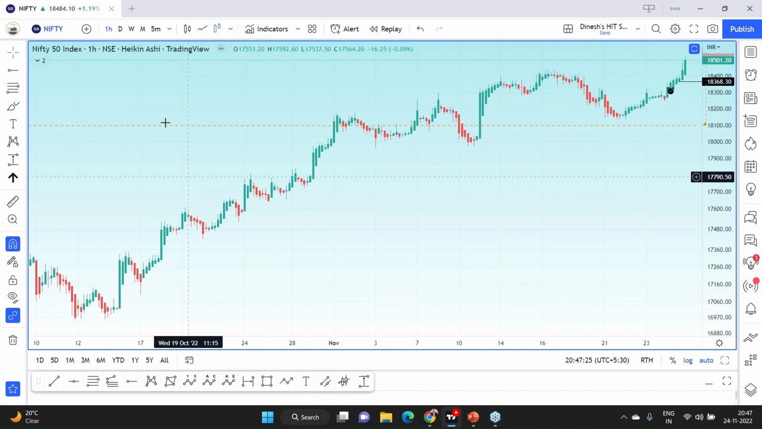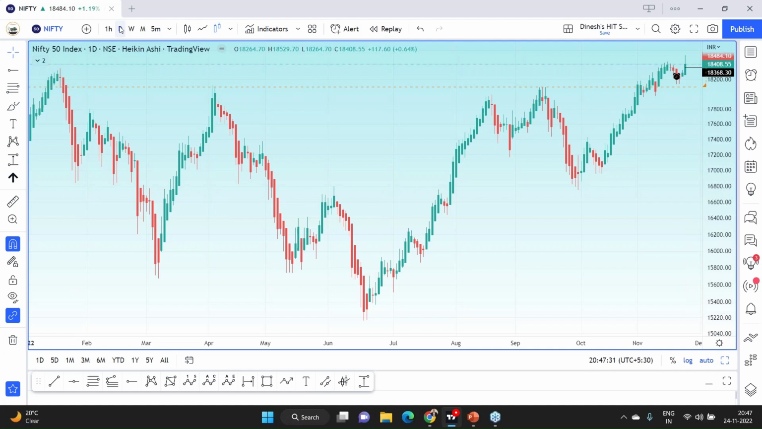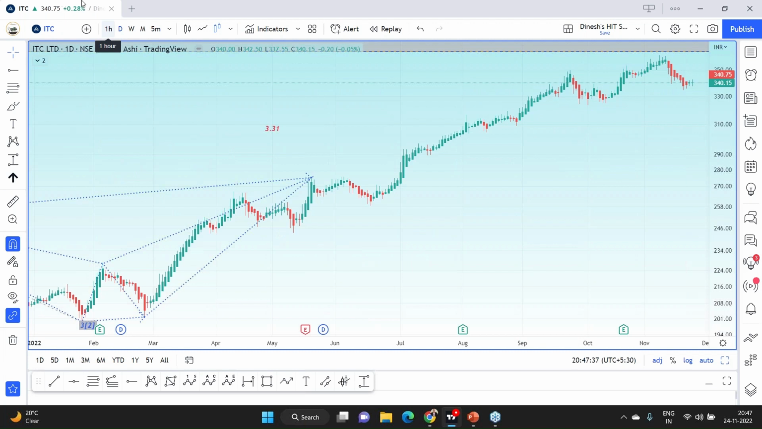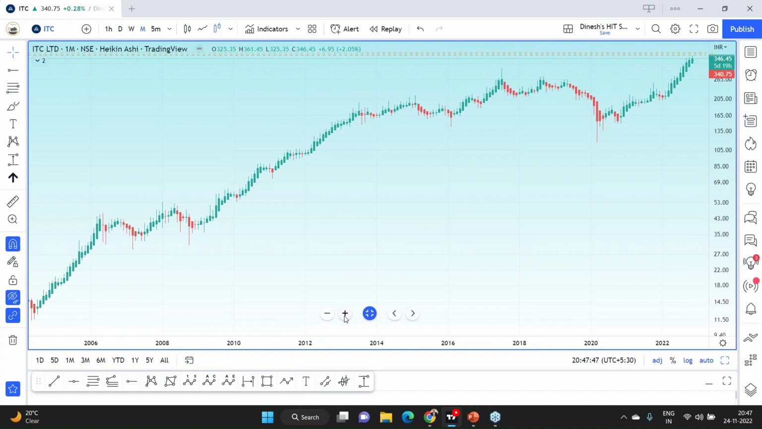Or say, an investor. So this is the index. Say, supposing I want to look at a stock like ITC. It's given a fantastic run. So I'm going to go to the monthly. Yeah, so you can see out here what a beautiful winner the stock has been.